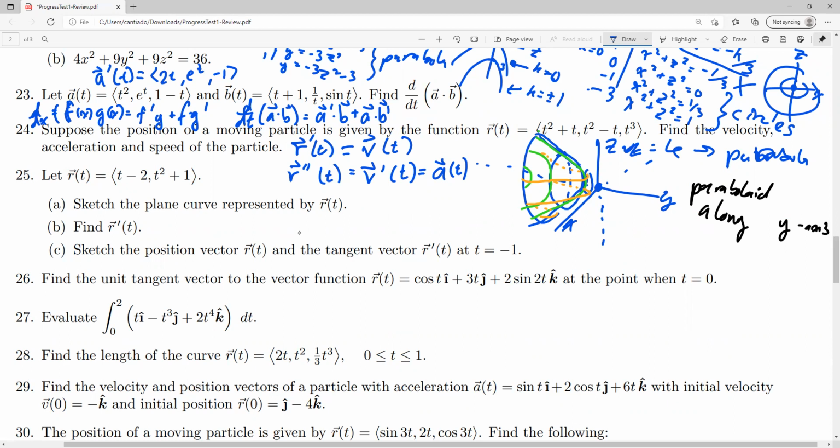That's asking you to sketch the space curve. So this is a two-dimensional thing. I can try to do that real quick. If you're unsure how to sketch this, what you can do is plug in various t values and then sketch it that way.